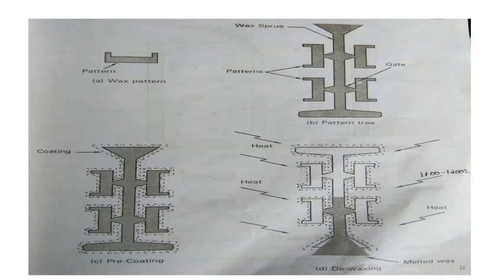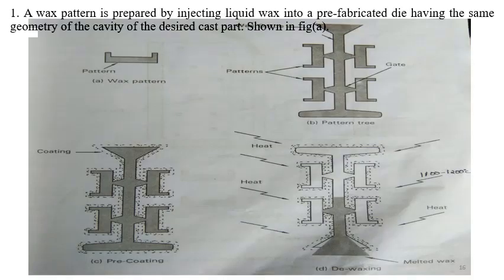First you prepare the die, then the first step, second, third and fourth. A wax pattern is prepared by injecting liquid wax into the pre-fabricated die having the same geometry as the cavity of the desired cast part, as shown in figure A.